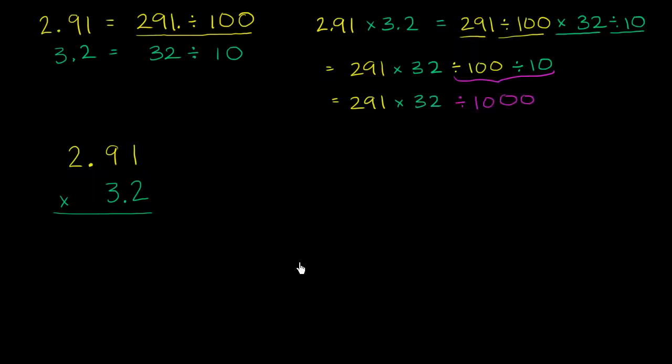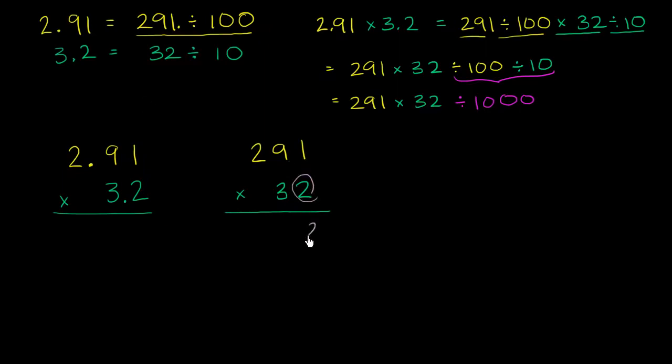Now, why is this interesting? Well, I already know how to multiply 291 times 32, and we know how to move the decimal when we divide by 1,000. So let's calculate 291 times 32. Notice I've essentially rewritten this without the decimals. Of course, these are different quantities. To go from this product to the original product, I have to divide by 1,000. But we already know how to compute this type of thing.